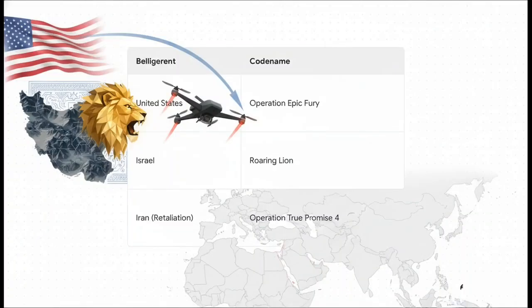Of course, everyone involved had a code name for their part in the fight. The U.S. called it Operation Epic Fury. Israel's was Shagat Ha'ari, which means roaring lion. And Iran's retaliation? That was going to be called Operation True Promise 4.